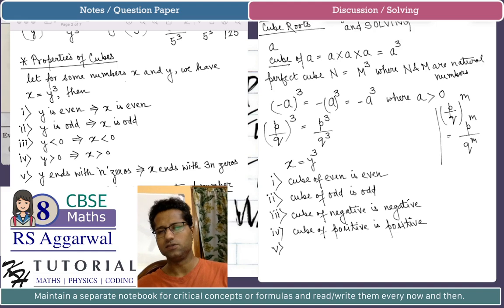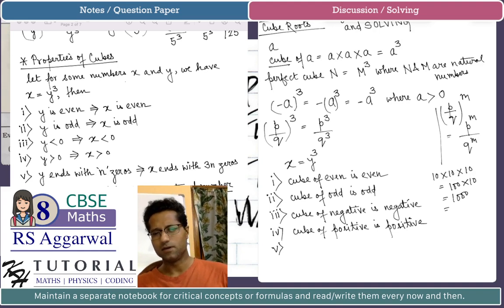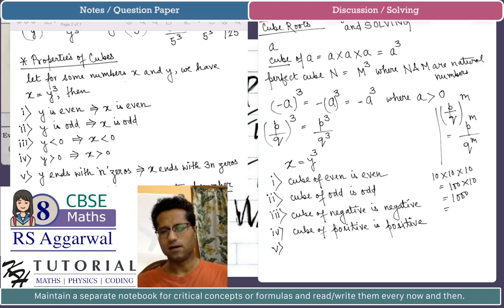if y ends with one 0, then definitely x will end with 3 zeros, because as you can see, 10 cube is 10 multiplied by 10 multiplied by 10. In squaring, one 0 becomes 2 zeros. If the number ends with one 0, its square will end with 2 zeros. So this is 100 multiplied by 10. So we have 1000, we know.